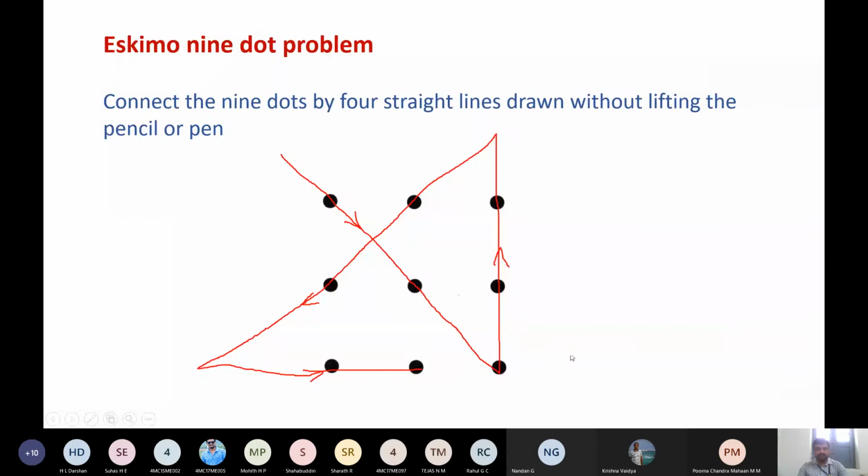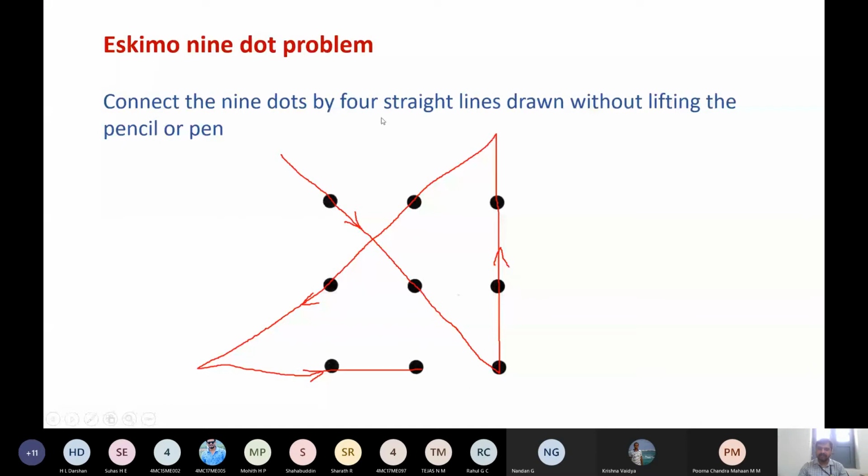What you can understand by this exercise is that we have to think beyond the boundary. Usually we think about connecting these 9 dots within the boundary defined by these 9 points. We don't think about going outside the boundary.